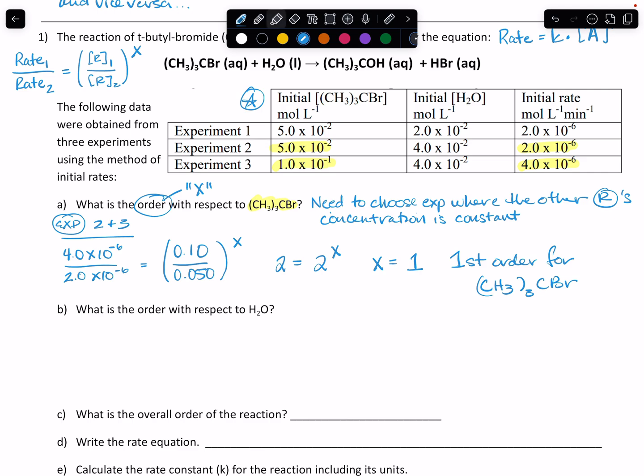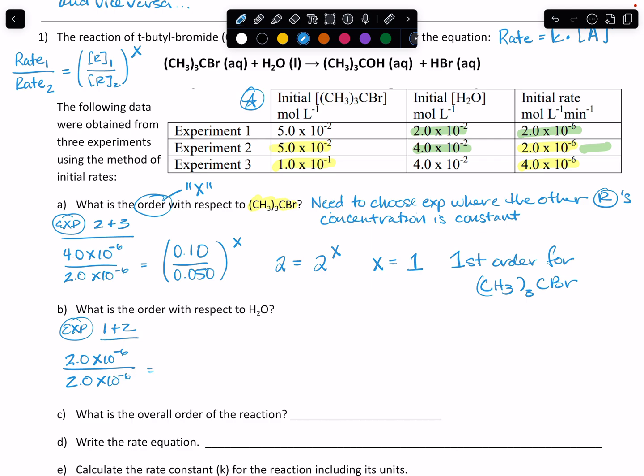Okay. Now we're going to repeat that setup, but this time we're going to be looking at water. So we need to choose two experiments where CH3CBr is constant. So we're going to be using experiments 1 and 2. That means we'll be using these two rates this time. The same idea, except this time we're going to focus on experiments 1 and 2. The larger number first. We've got a rate of 2 times 10 to the negative 6 for experiment 2 and 2 times 10 to the negative 6 for experiment 1.